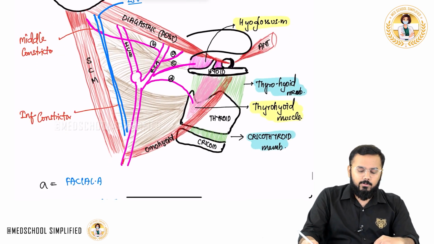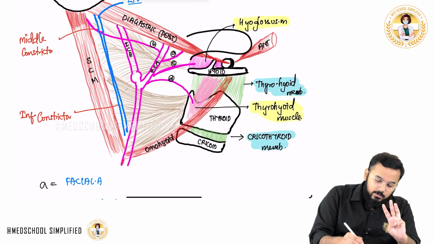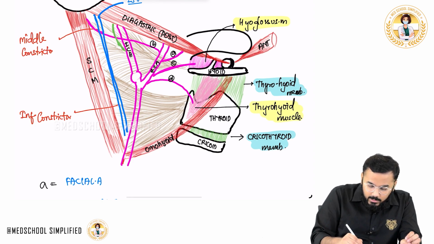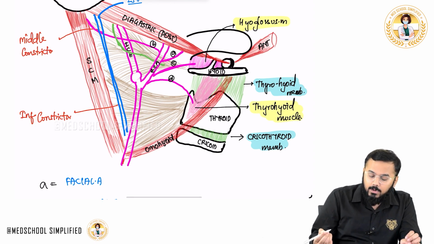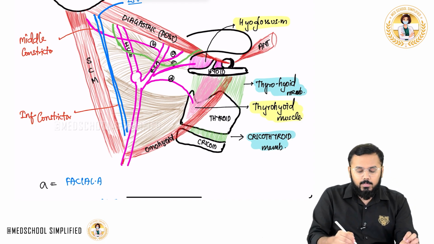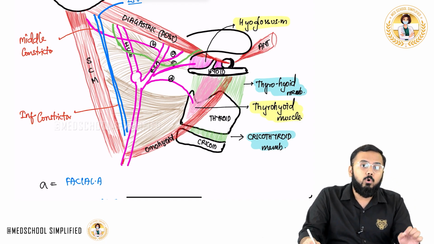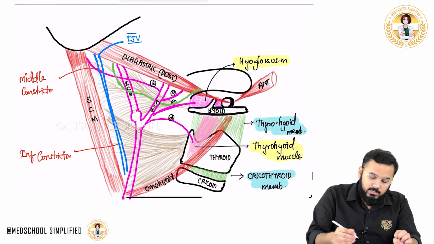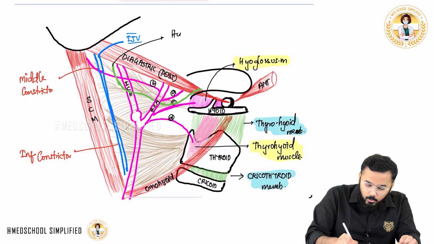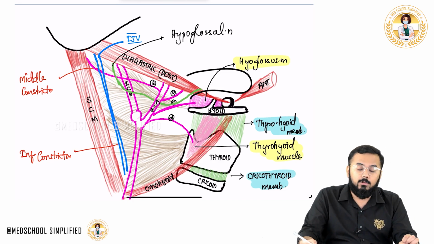Along with this internal jugular vein, you see three more important nerves passing down. Now you see one nerve passing down all the way. This nerve passes above your internal carotid artery and behind the external carotid artery, and then enters into the tongue region. This nerve is called your hypoglossal nerve.